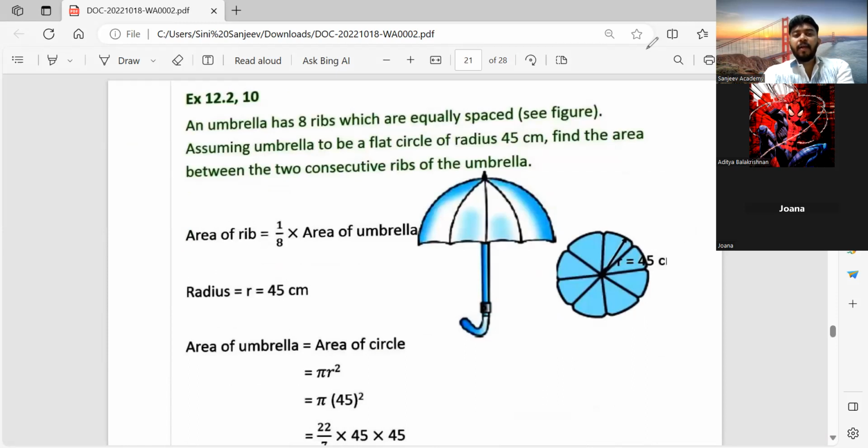See this question. An umbrella has got 8 ribs. Correct? And the radius is given, 45 centimeters. Find the area between two consecutive ribs. So obviously, I have to find the area between two consecutive ribs. So what is the area of this full circle? Area of circle is what? Pi r square. I got it.